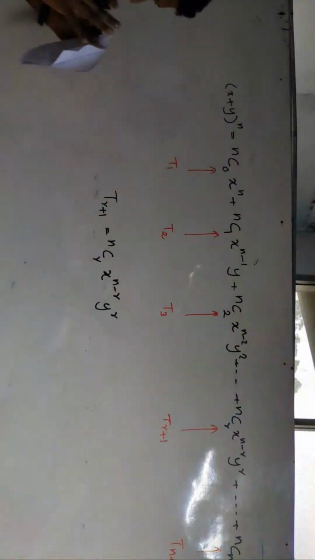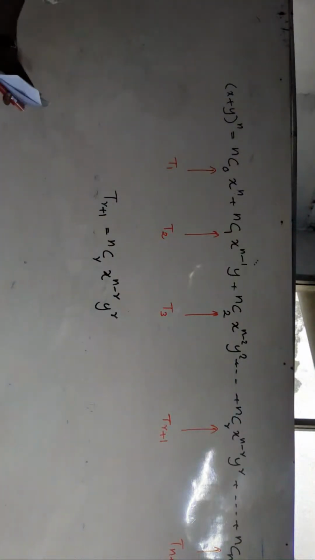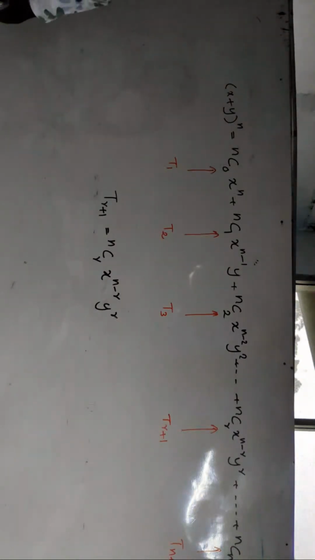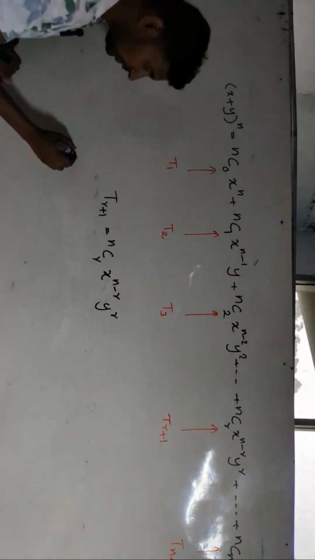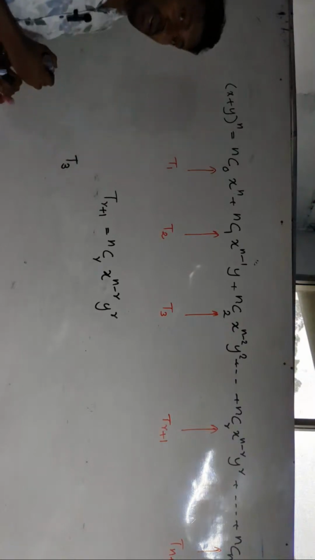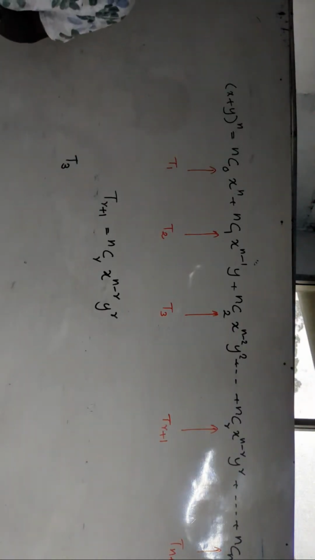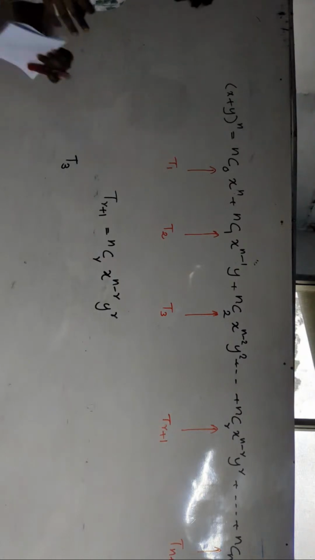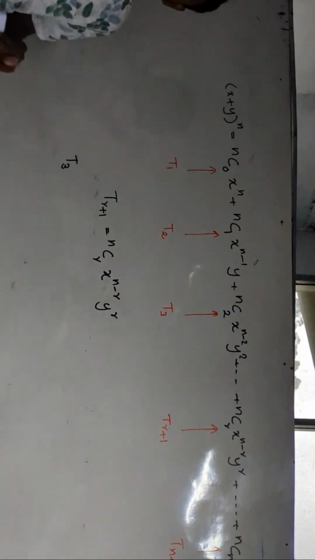So this is the only formula we got here. Now, imagine you need to find the third term. If you want to find the third term, r is equal to what? 2. If you want to find the 10th term, r is equal to 9. Got it? So that is the nature of this formula. They calculate T r plus 1.